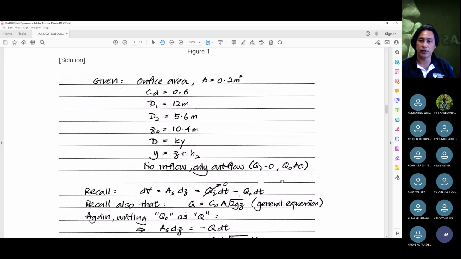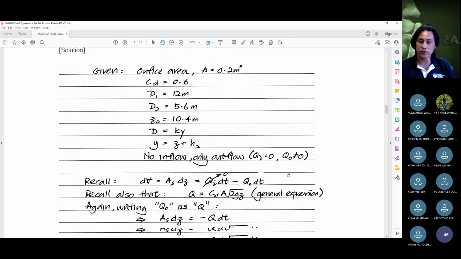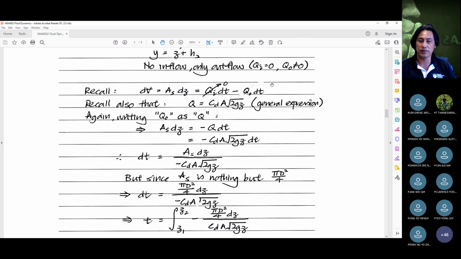Take note, there's no inflow, there's only outflow. So once again, we know that Qi is equal to 0, but that's not the case for Qo. So similarly, let's start off with the basic premise that governs such a flow. The change in volume is equal to the free surface area, AS, multiplied by dz. And this is nothing but, once you cancel out Qi dt, you're going to get minus Qo dt.